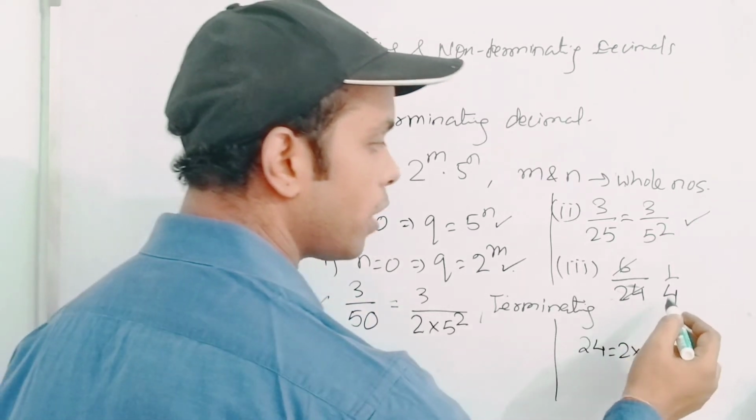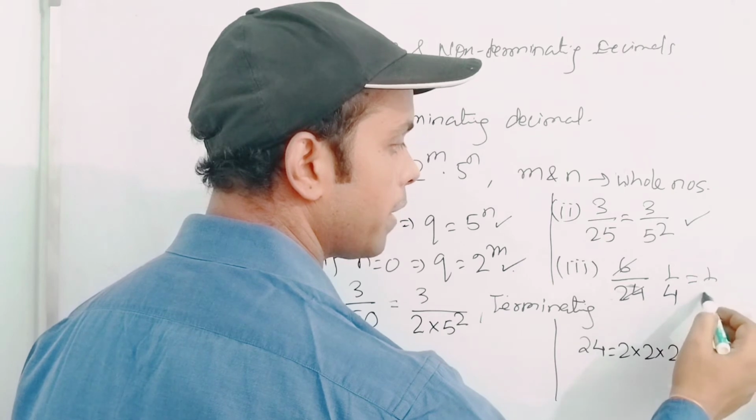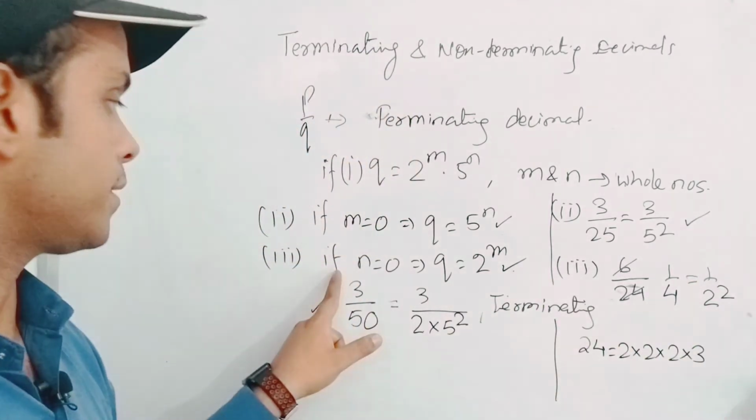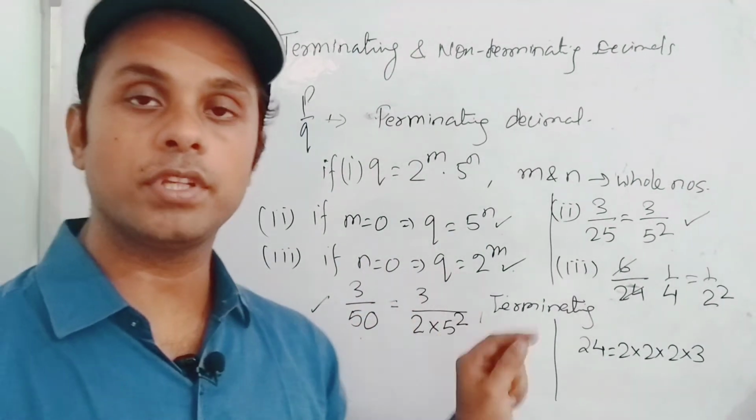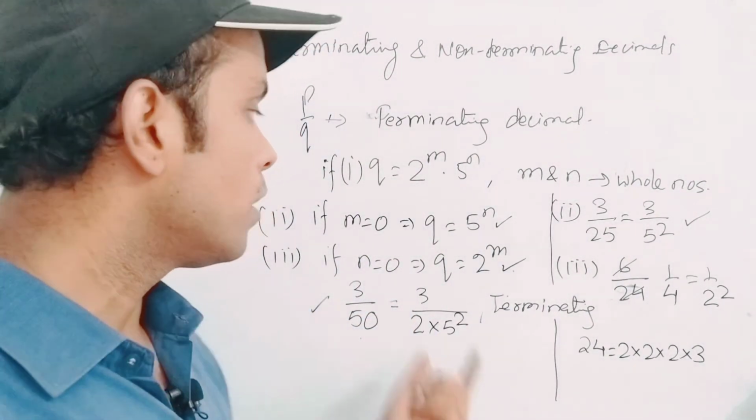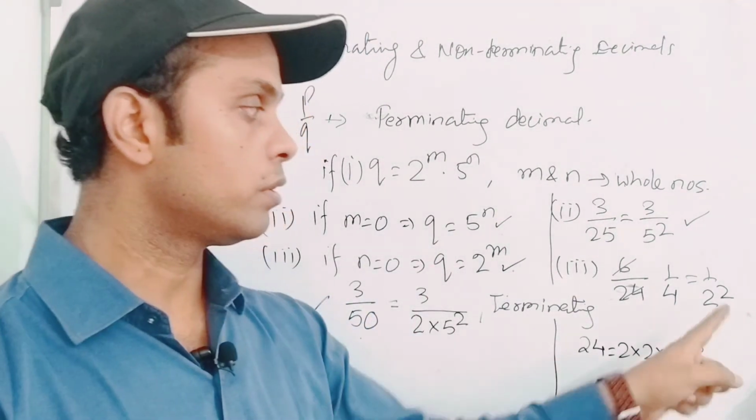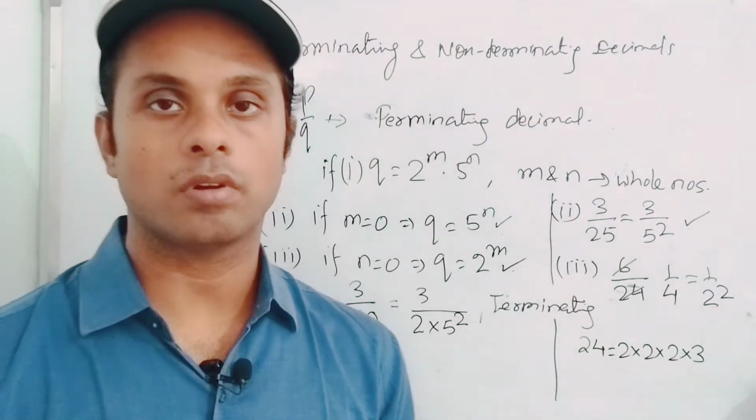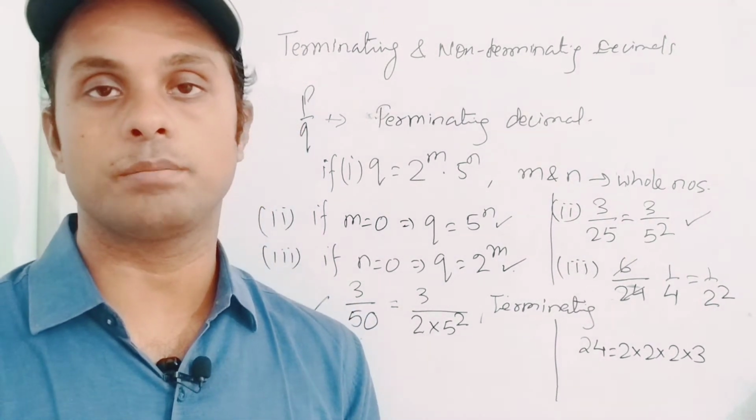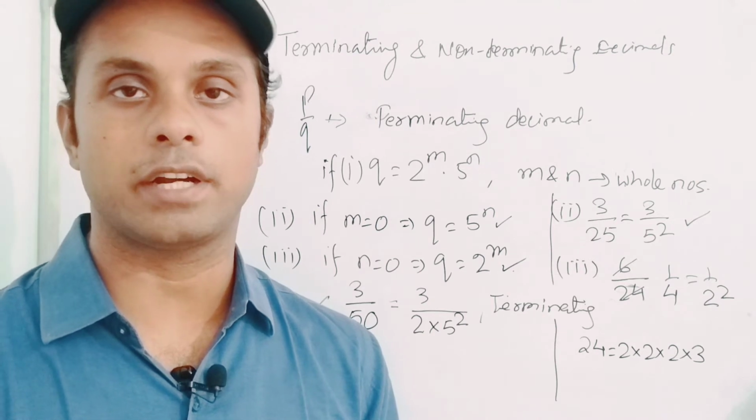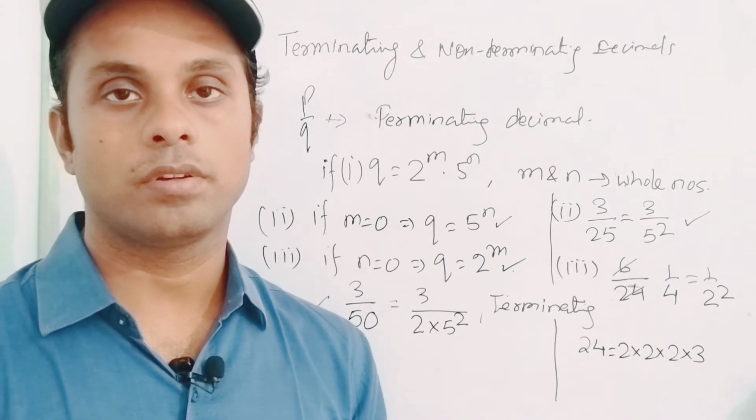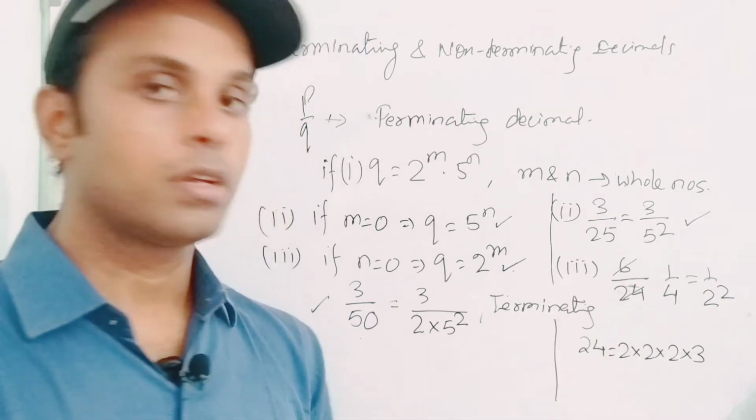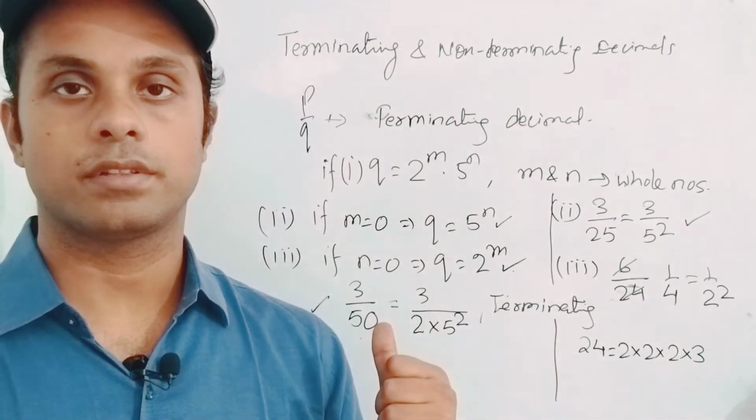So if you factorize the denominator, what do you obtain? You obtain 1 upon 2 square. This is the third case. Look, the denominator may be of the form 2 raised to the power m only. So this is again terminating. So always check whether the fraction is in the simplest form or not, then proceed ahead, otherwise you will make a mistake for sure. So this was the example on the third case.